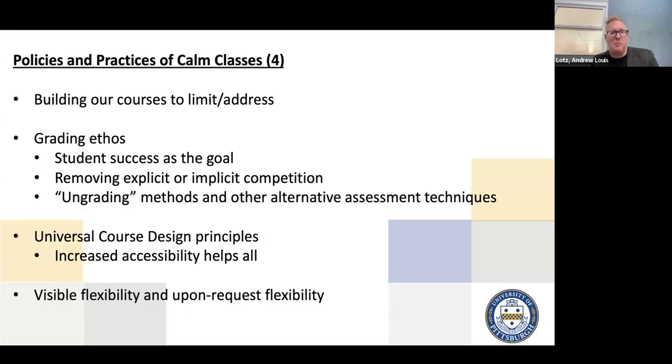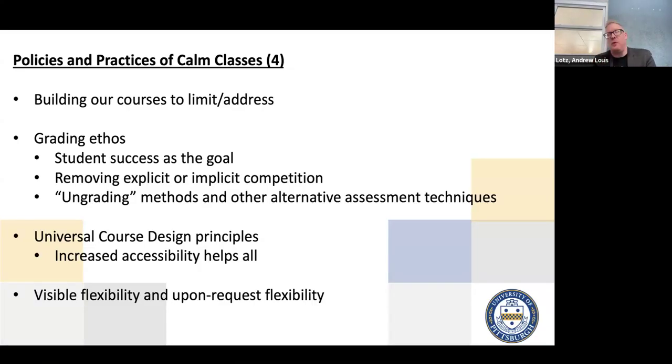Finally, you can think about visible flexibility and upon request flexibility. I think you have to think about both. I include in my syllabi the flexibleness. These are the spots where I can be flexible. Here's how to control it. These are some of the flexibilities. And so students can see there's a little bit of flexibility in the course. They can pick 3 of the 4 assignments. They can submit a draft at this date to get feedback before the assignment date. You can include that stuff. And that's visible flexibility.